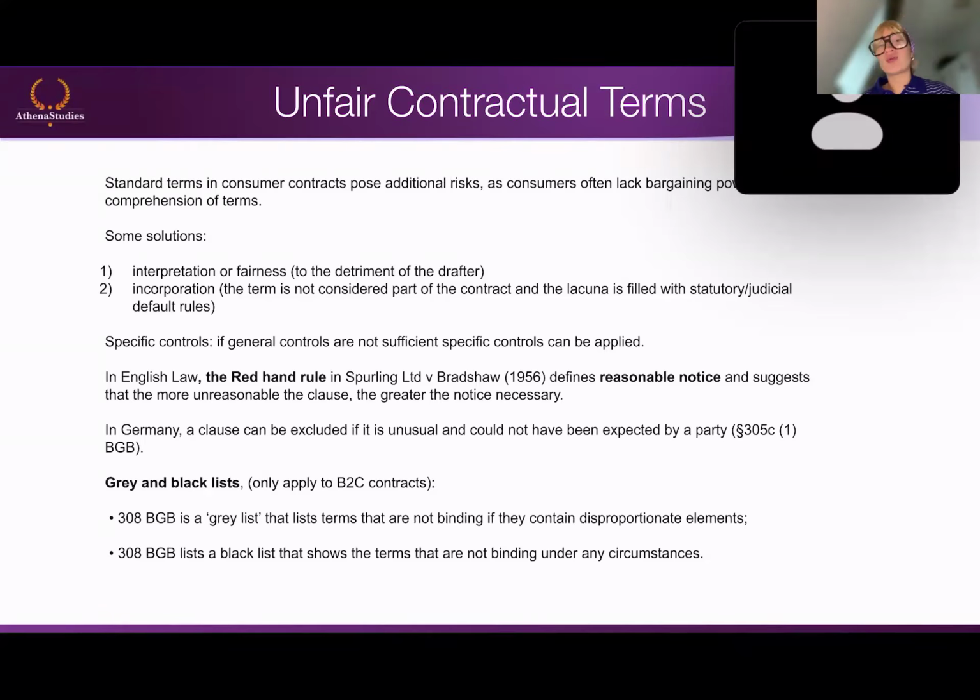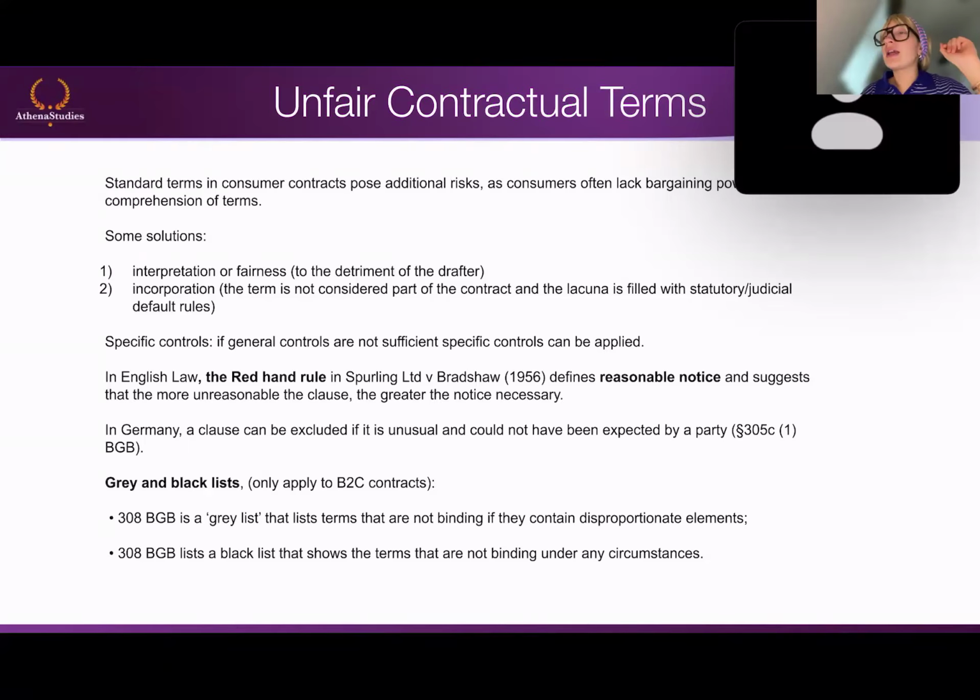In Germany, we don't have this red hand rule, but we have the actual articles in the civil code. Article 305c, paragraph 1 says that a clause can be excluded if it is unusual and could not have been expected by a party. The threshold here also differs because we don't really know what is not expectable. But if you get an exam question about this, it will most likely be something so obvious and so crazy that you will know that it's not expectable, so you don't have to worry about that.